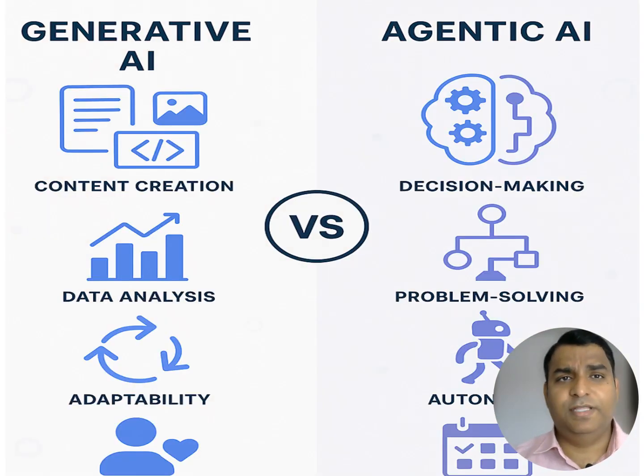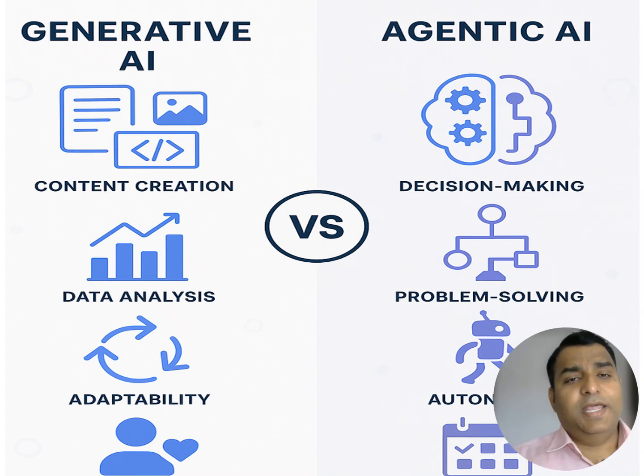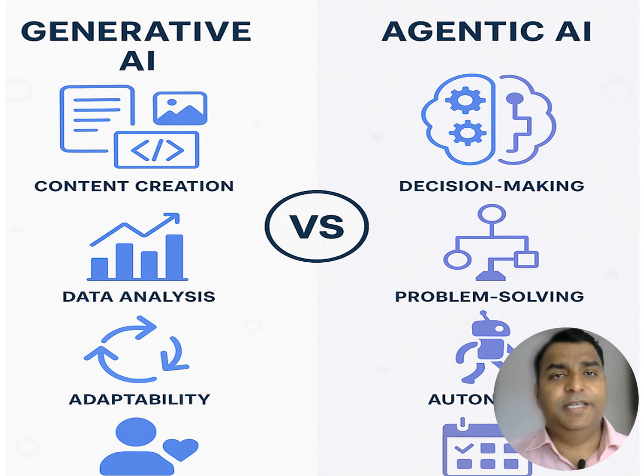We can see that traditional AI focuses on analyzing historical data to identify patterns and support decision making. It lays the foundation for more advanced systems. And again, if you compare from the generative AI perspective, it is primarily content creation, data analysis, and adaptability, whereas agentic AI brings decision making and autonomy into the picture.